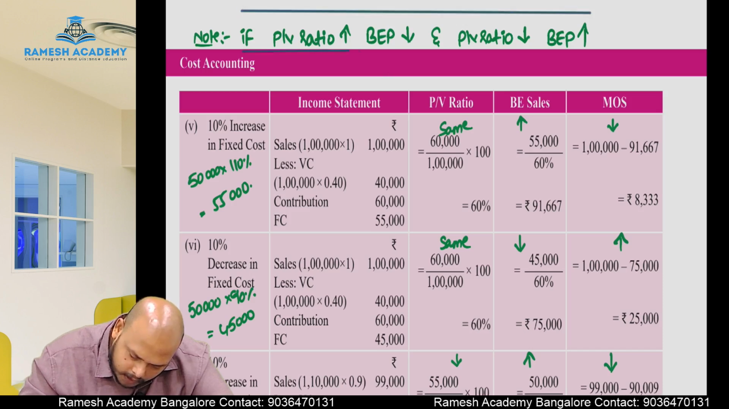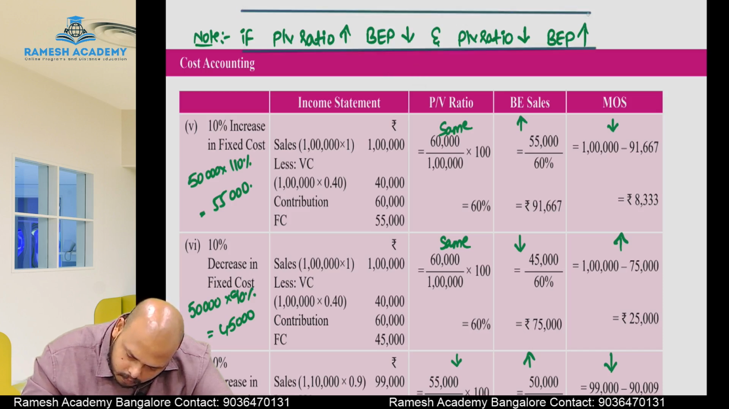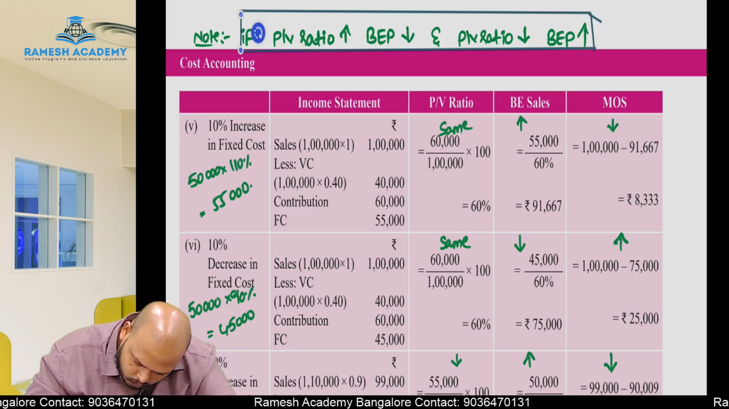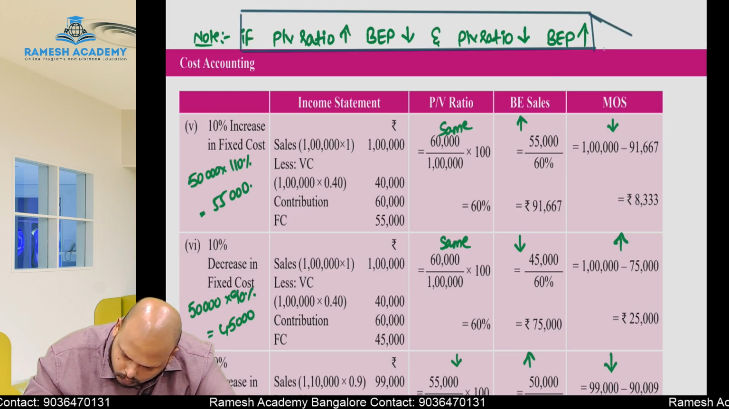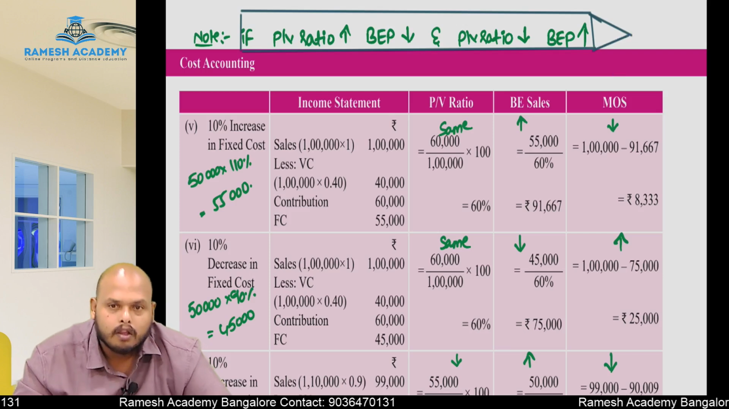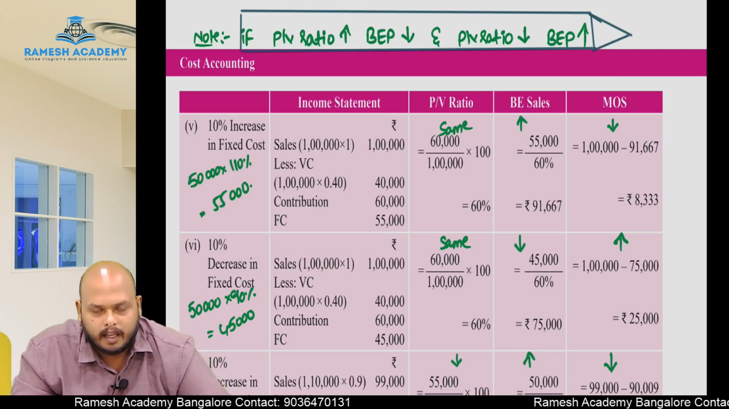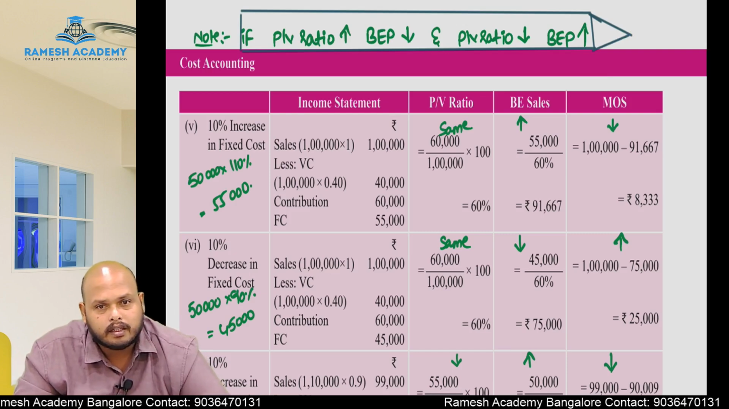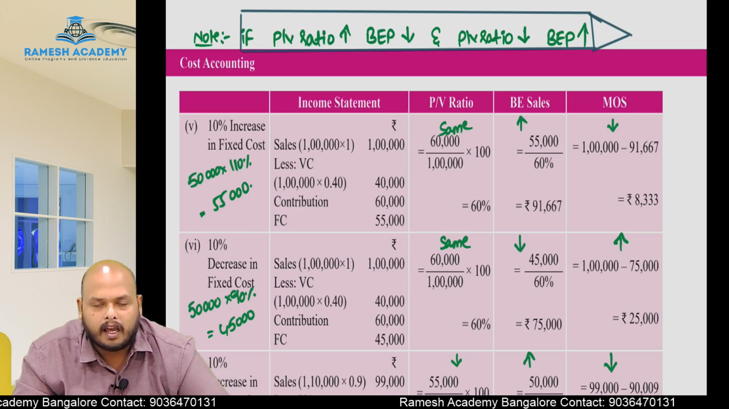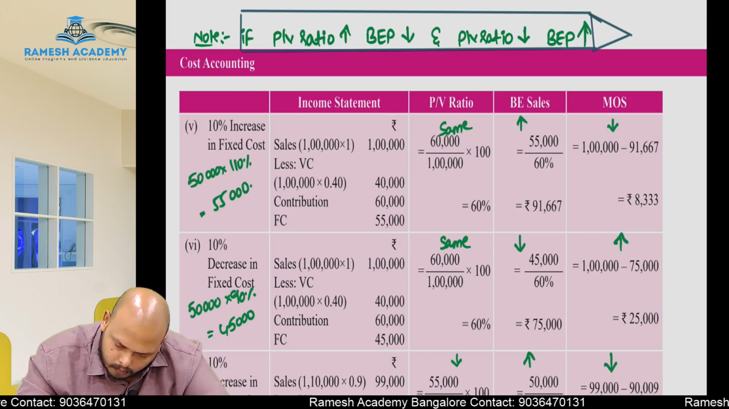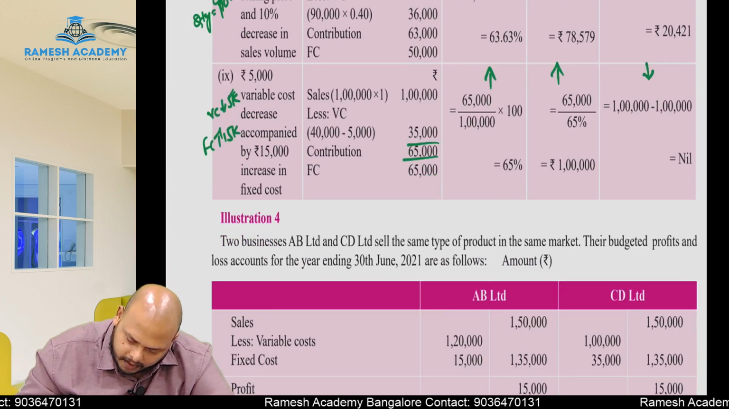Why? Because all these questions they will ask in the MCQ. Important. If PV ratio increases, break even point decreases. Again, if PV ratio decreases, break even point will increase. Next, another note we can write here.